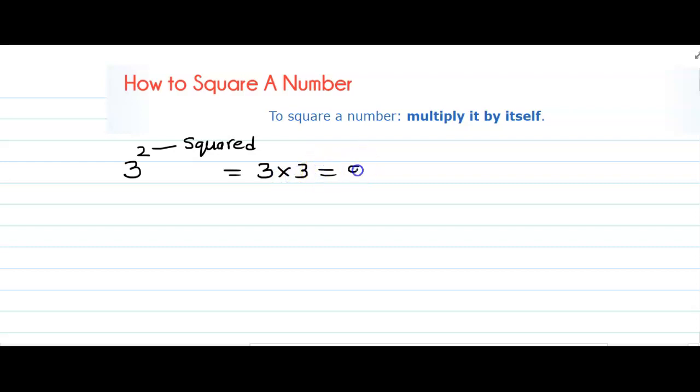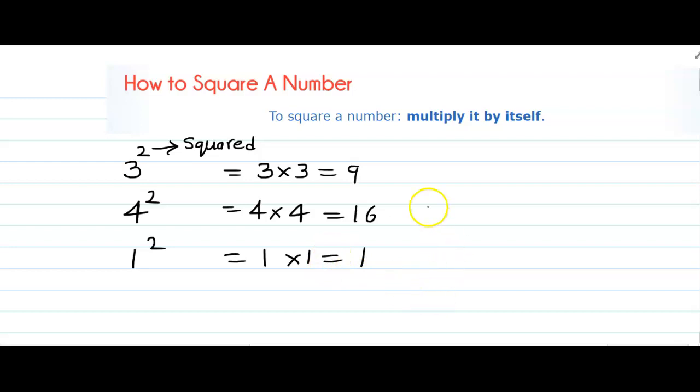So 3 times 3 is 9. If I say 4 squared, 4 squared means 4 times 4, that is 16. If I say 1 squared, 1 squared means 1 times 1 is 1. Similarly, if you multiply a number by itself, then you get a square number.